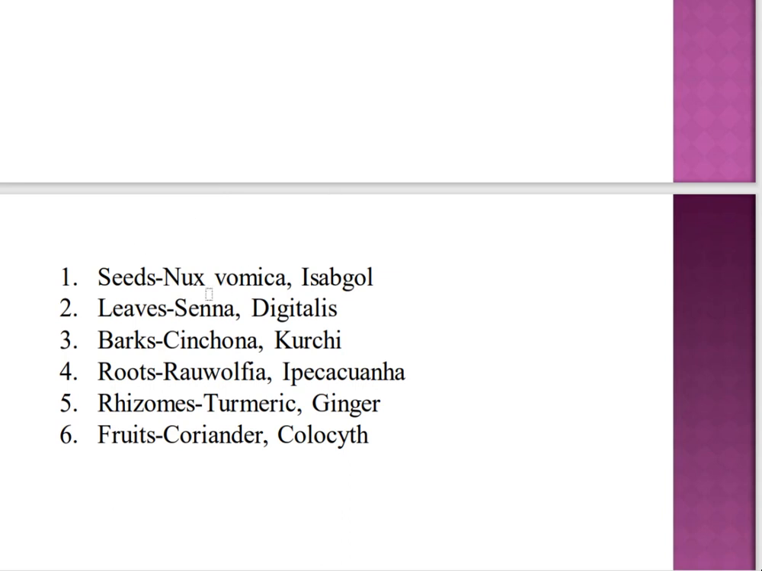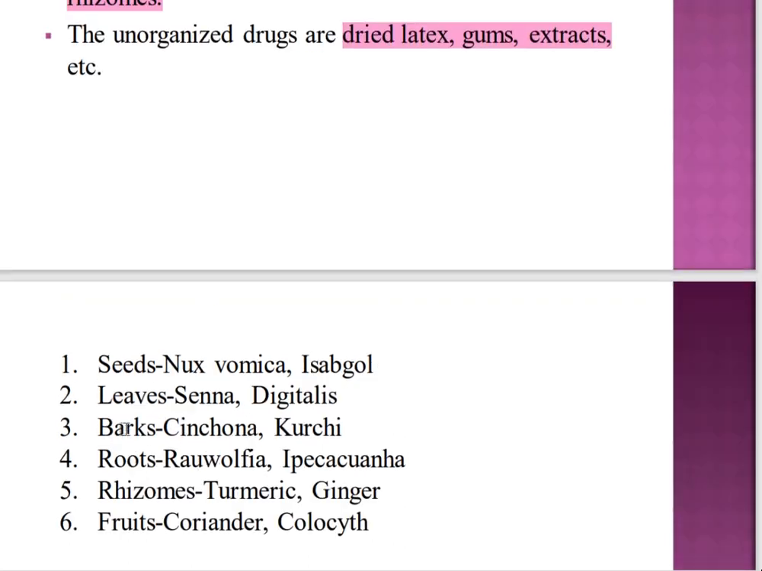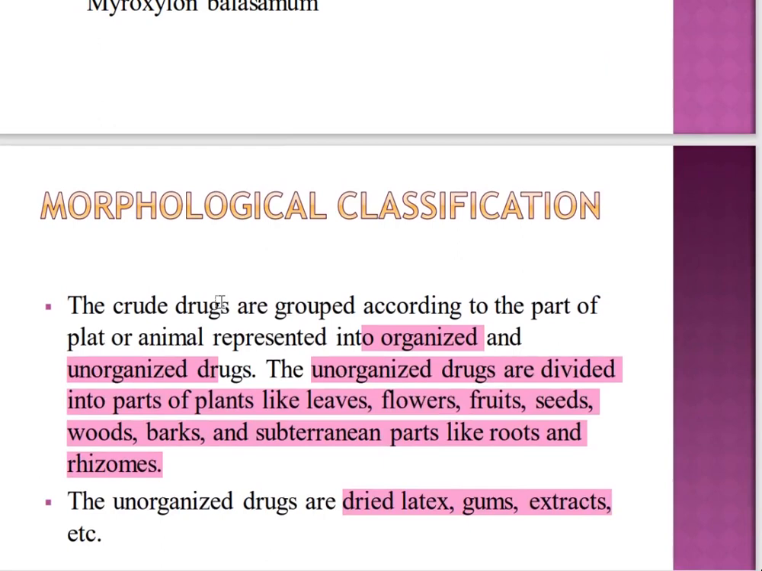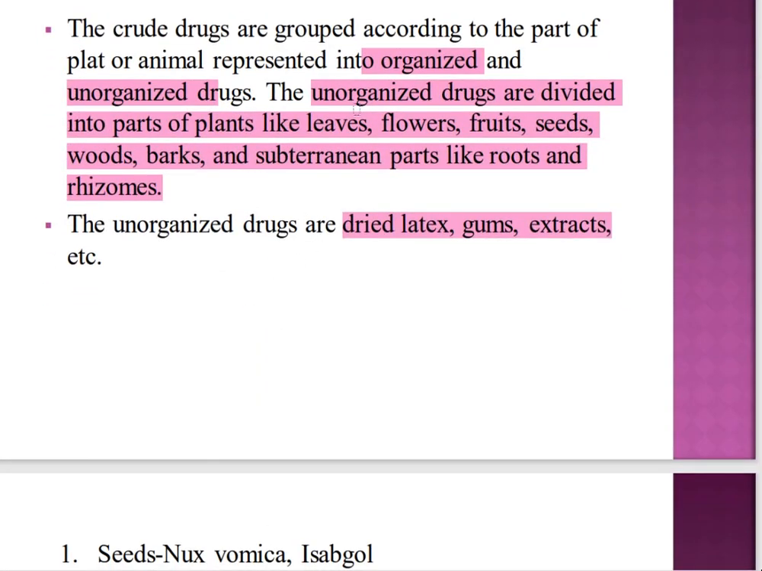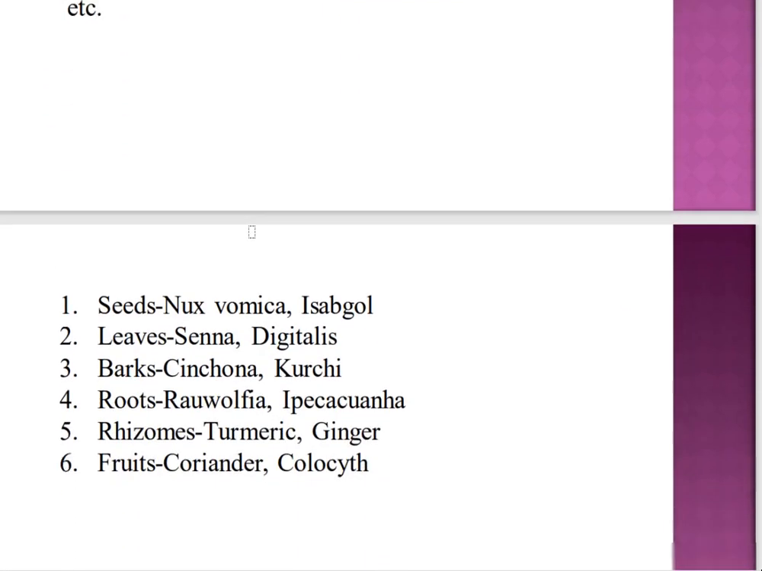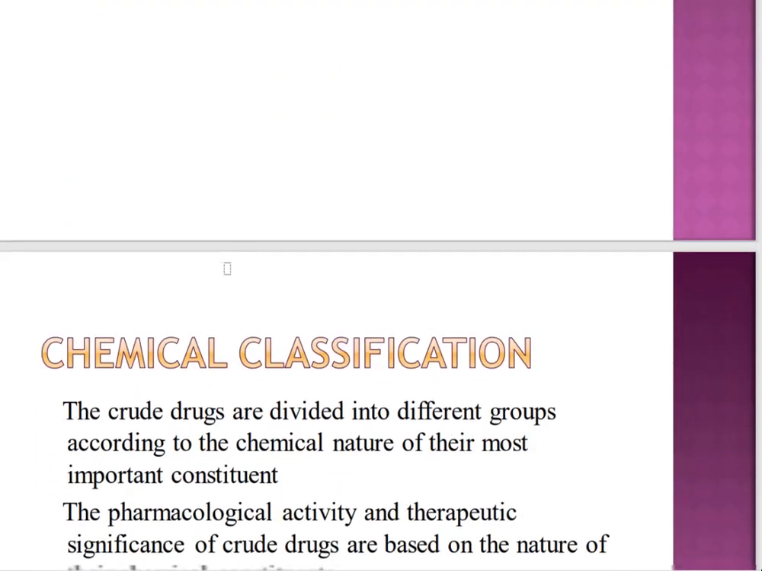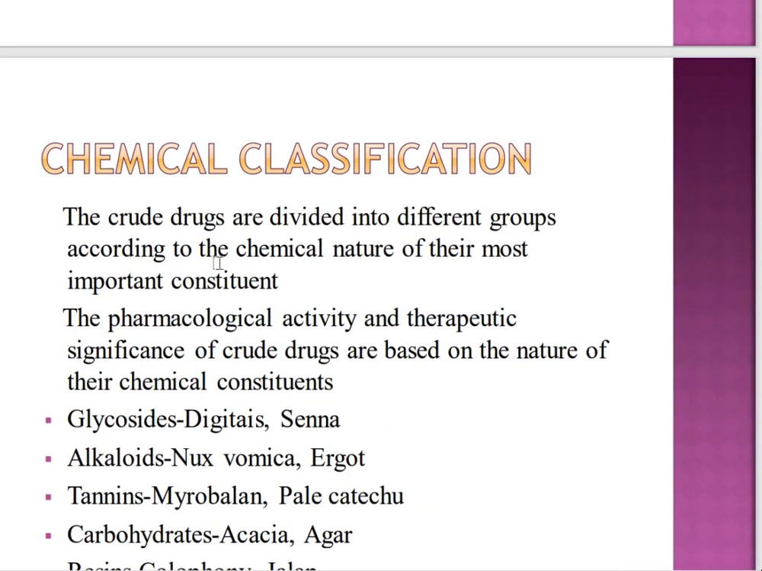Like in seeds, you have nux vomica and isabgol. In leaves, you have senna and digitalis. In barks, you have cinchona and kurchi. In roots, you have rauwolfia and ipecac. In rhizomes, turmeric and ginger; coriander comes in fruits. These all are the examples of your morphology. They are classified according to their seeds, leaves, fruits. Okay, crude drugs. Next comes the chemical classification.